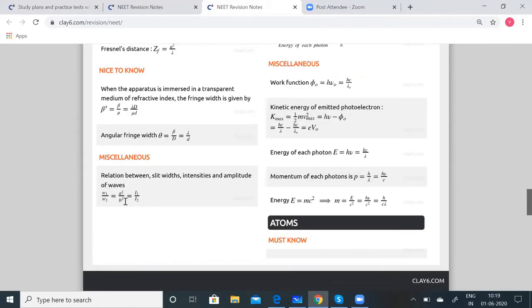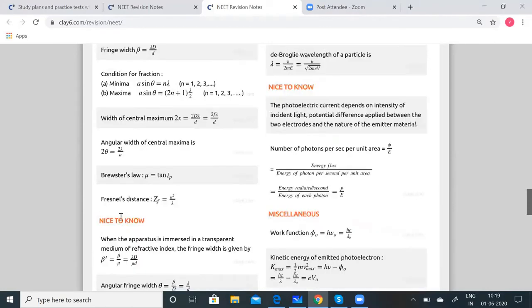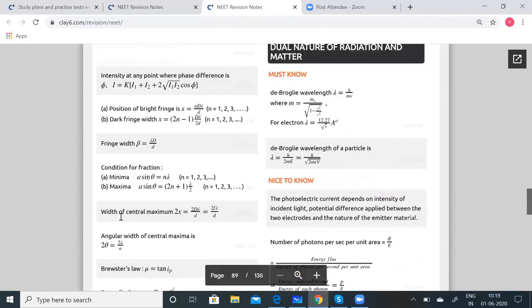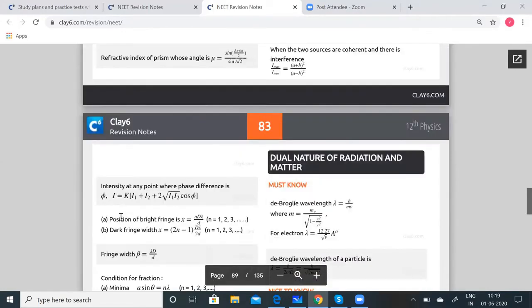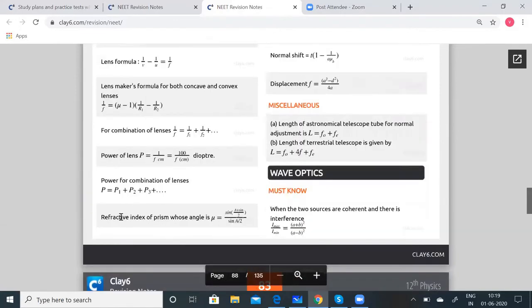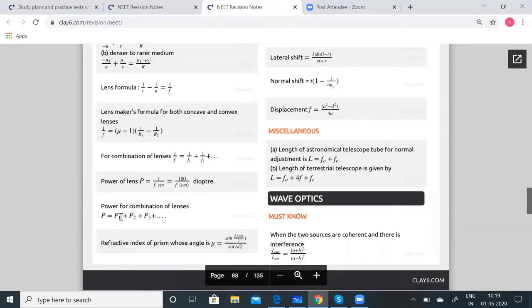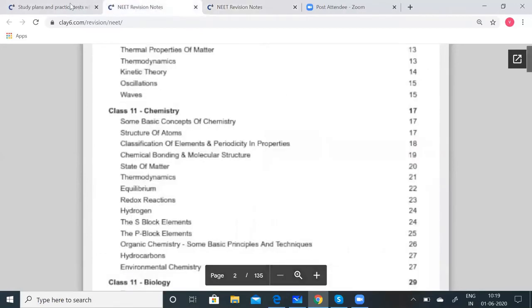So I1 and I2 are the intensities. A squared and B squared are the amplitudes of the waves, and W1 and W2 are the slit widths. So having known all these formulae, make yourself thorough with everything, and then now we can go to the test part.